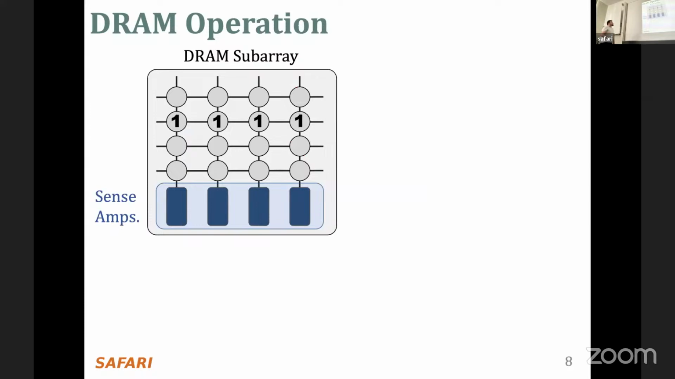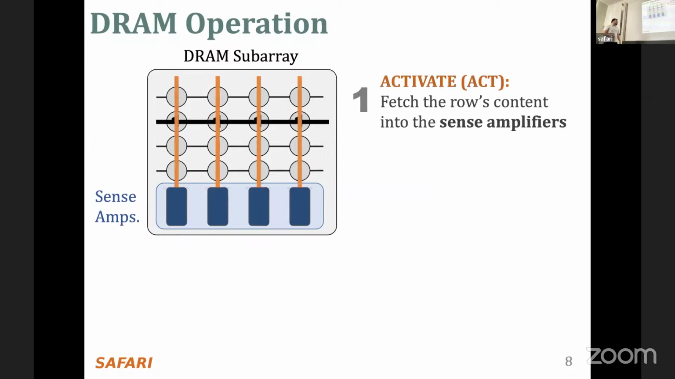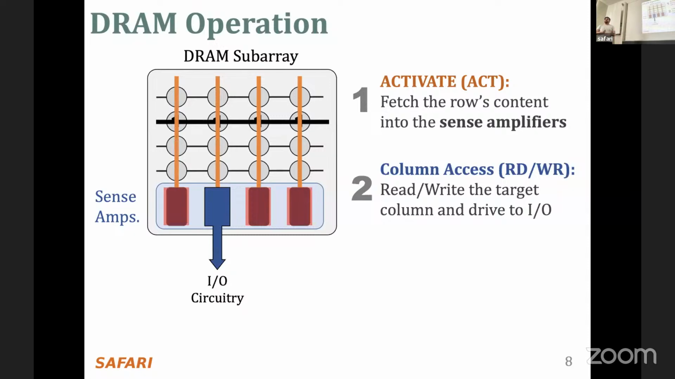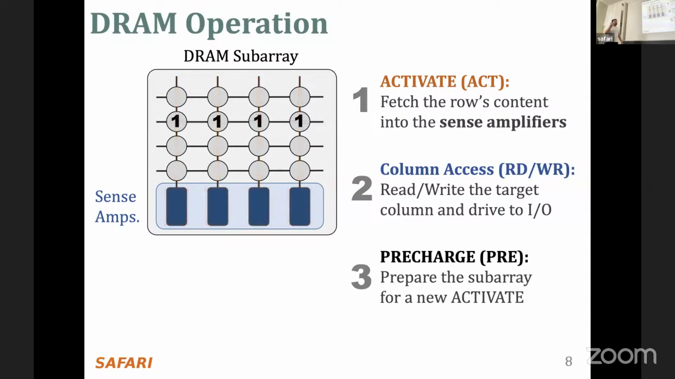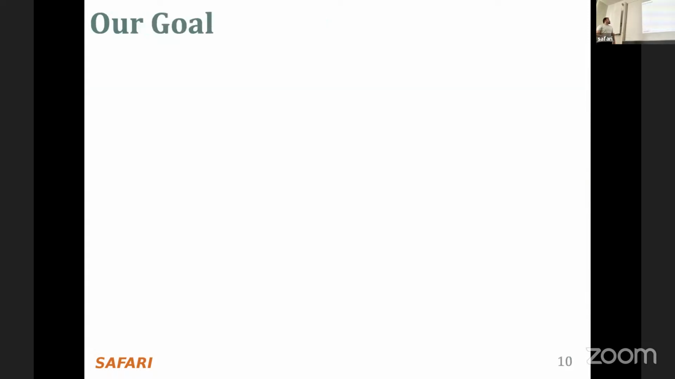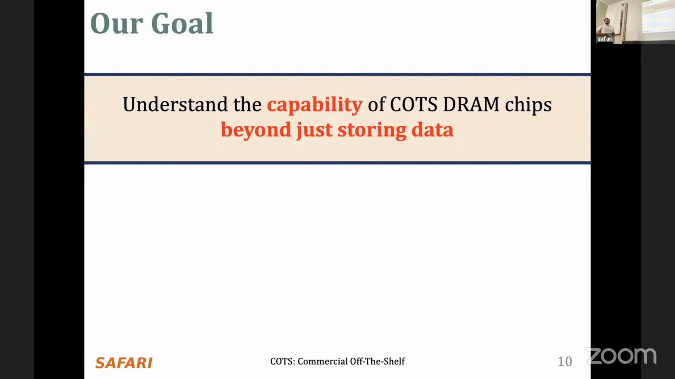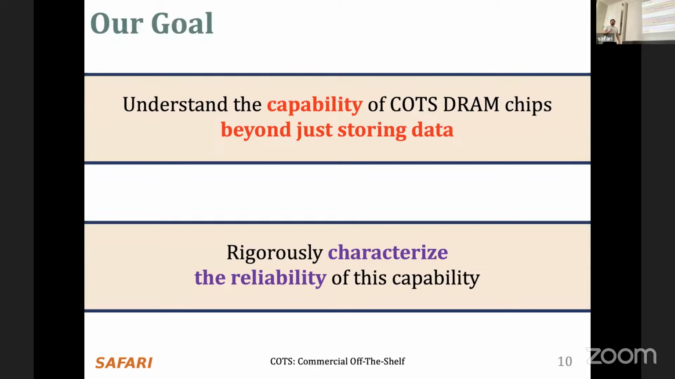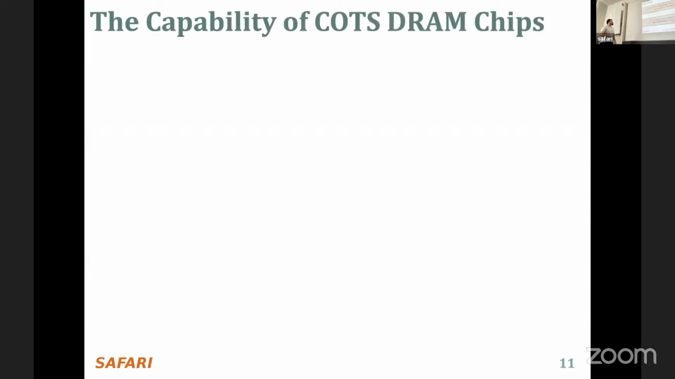For major DRAM operations, we have activate, which will fetch the DRAM contents into the sense amplifier, which enables us to perform read and write operations. And to perform another activate, another read or write operation, we need to perform a pre-charge to prepare the subarray for a new activation. So in this work, our goal is to understand the capability of off-the-shelf DRAM chips beyond just storing data, and rigorously characterize the reliability of this computational capability.